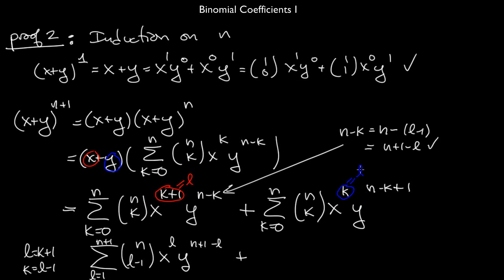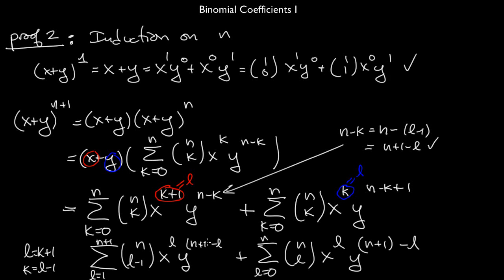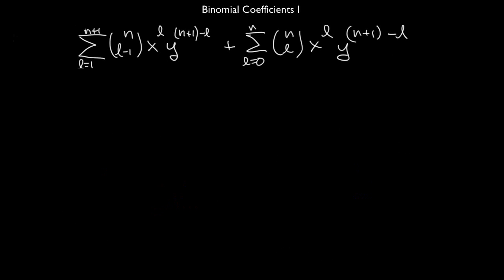Now the second term, I'm just going to rename k and call it L. That's so I'm not really doing anything to the second term, just changing the letter so it matches the first one. And the point is that now I can match the two terms up. Notice that they both feature x to the L, y to the n plus 1 minus L.